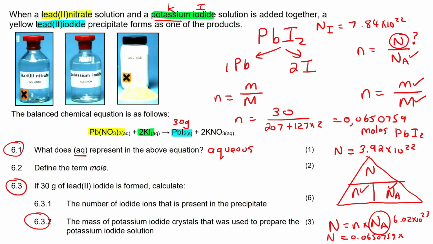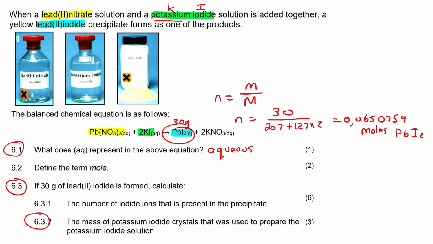And now this last question says, what is the mass of potassium iodide that would be used to prepare the potassium iodide solution? Okay, so they said that we have 30 grams of lead iodide, which is this one. Now remember, I've taught you this before. Once you can calculate the moles of any one of these, then you can use the mole ratios to get the mass or whatever you need for any of the other ones. So we know this information over here. So from that, we can work out the moles of that. But we already did that over here.